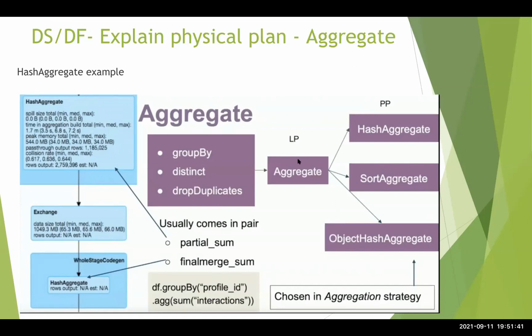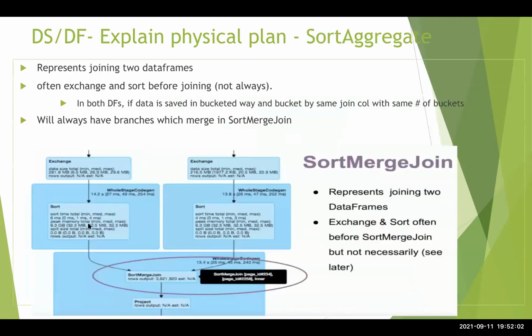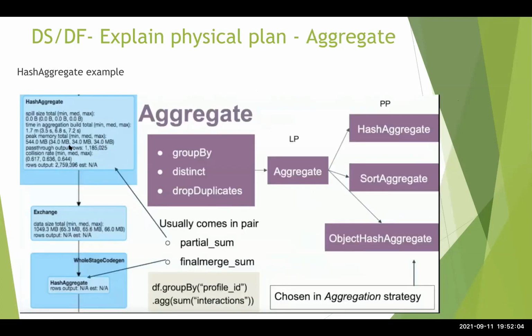The logical plan will only tell you this is an aggregate. But during the physical planning phase, the physical plan will decide whether it's hash aggregate, sort aggregate, or object hash aggregate. So here, this is a partial sum, as you could see, and then exchange happened, and that's the final merge sum. So that's how the aggregate works. We covered only the hash aggregate.